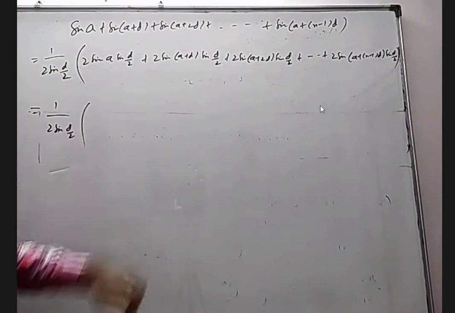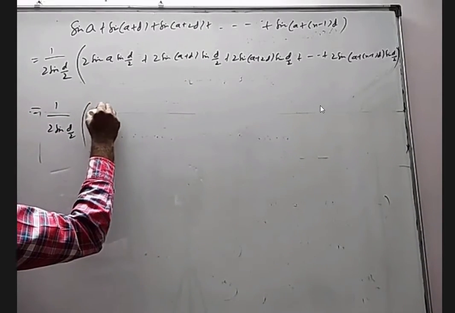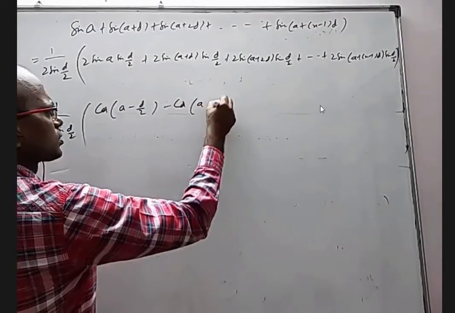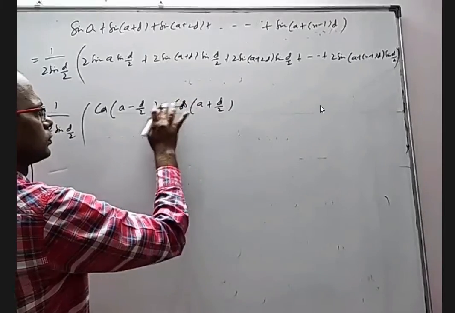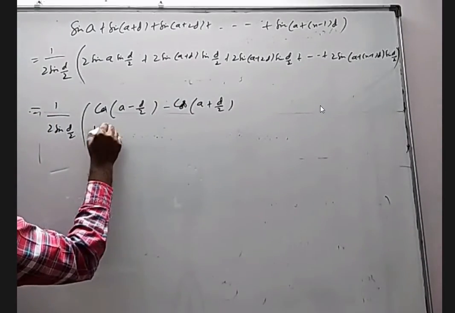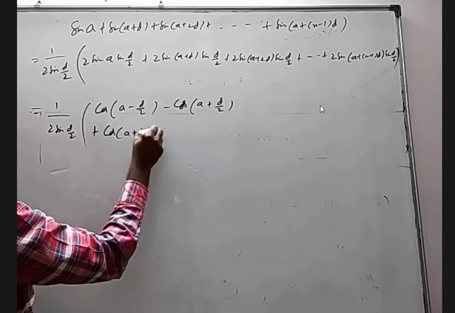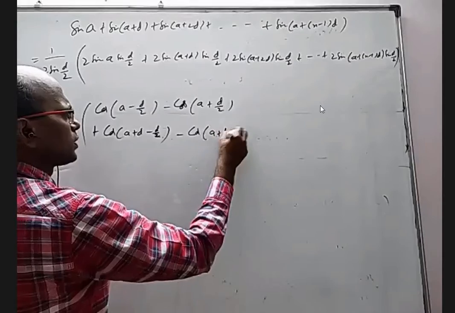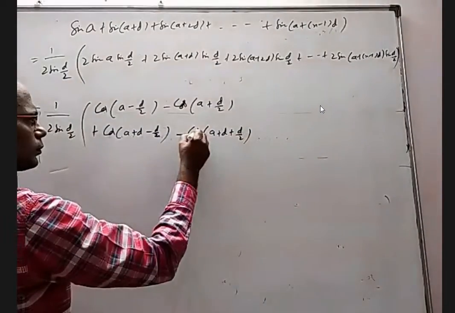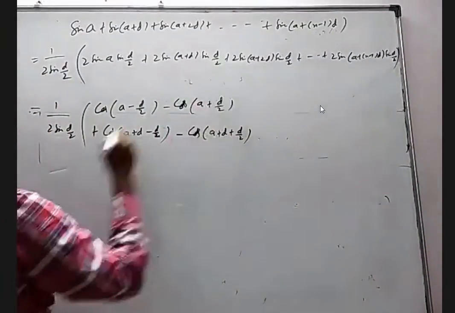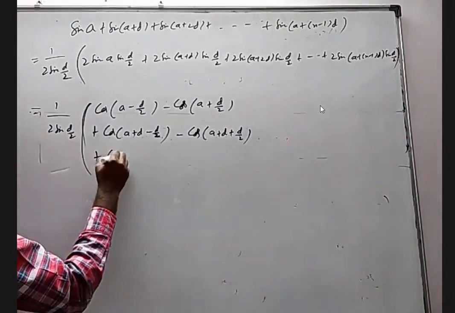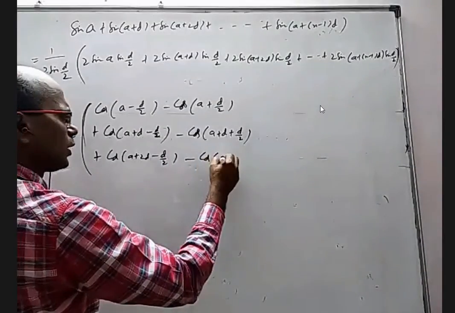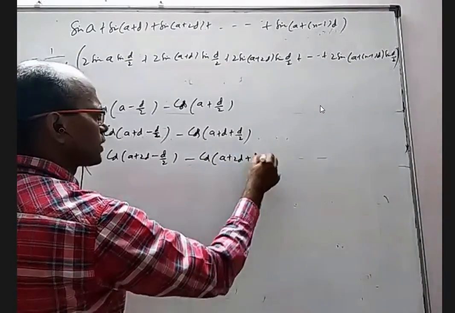2 sine A sine B is cos(A minus B) minus cos(A plus B). It is going to be cos(A minus D by 2) minus cos(A plus D by 2). Coming to this, cos(A plus D minus D by 2) minus cos(A plus D plus D by 2). Similarly here, cos(A plus 2D minus D by 2) minus cos(A plus 2D plus D by 2).